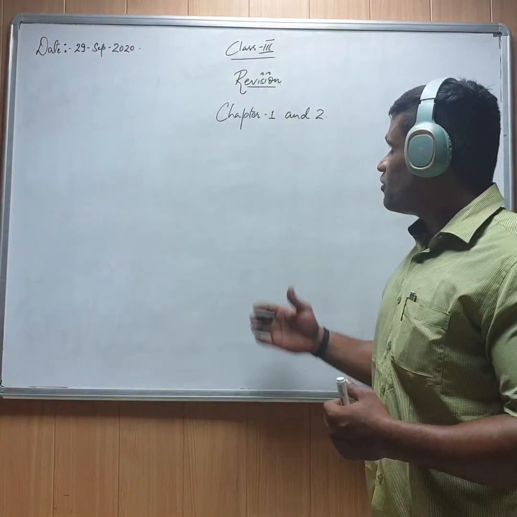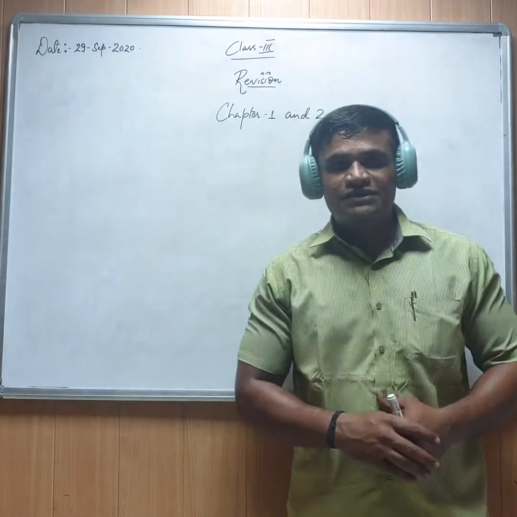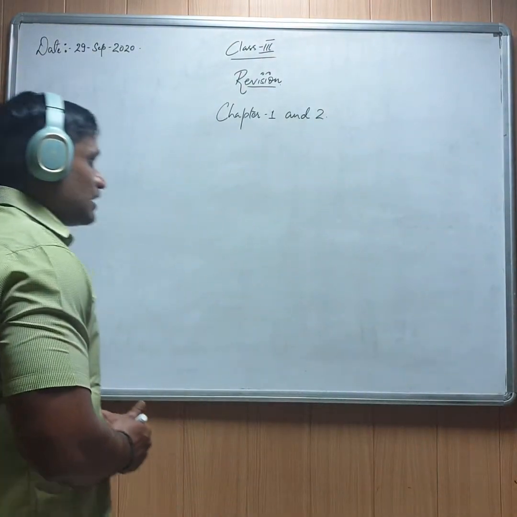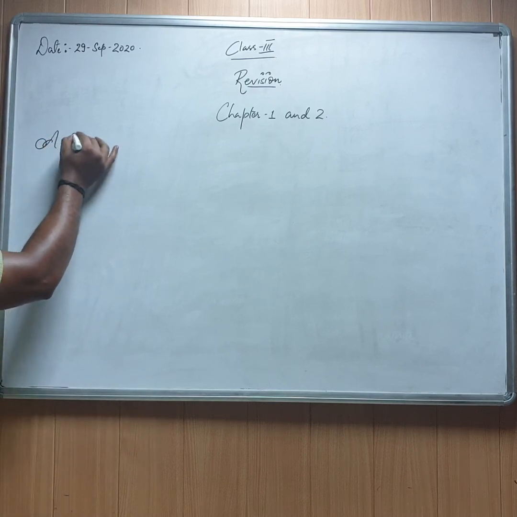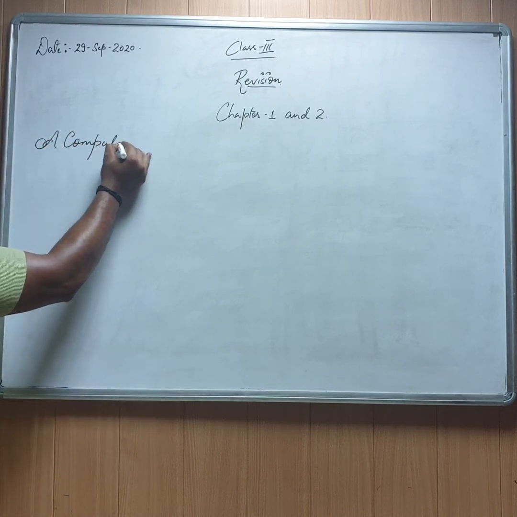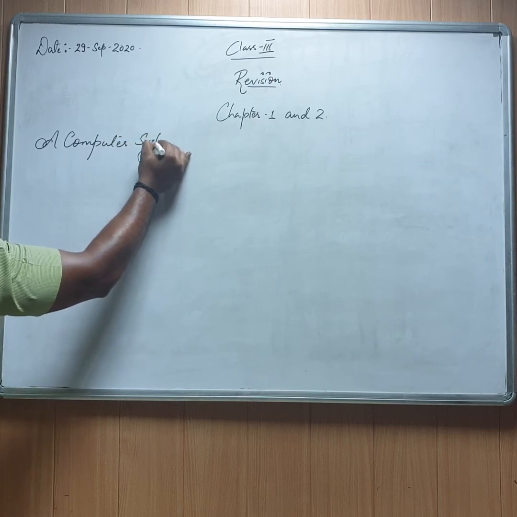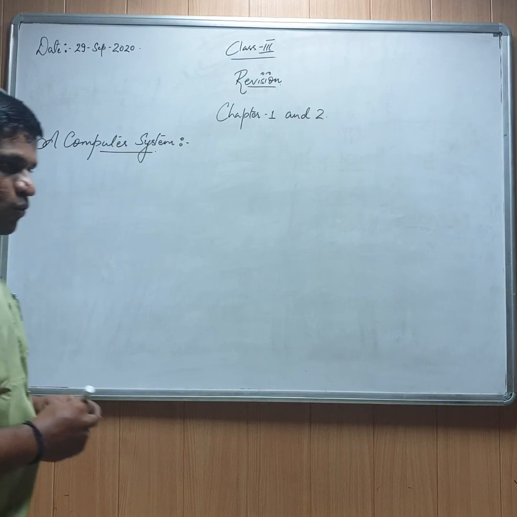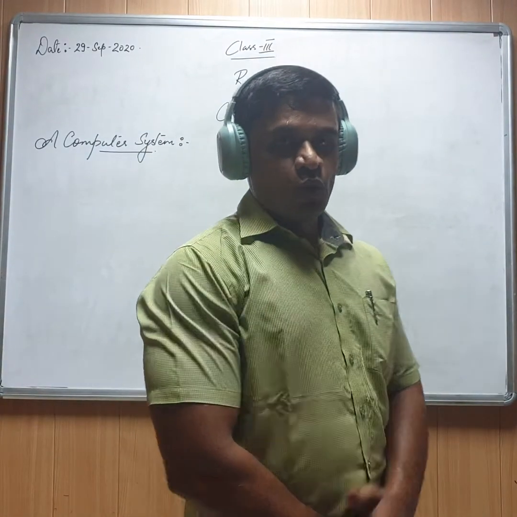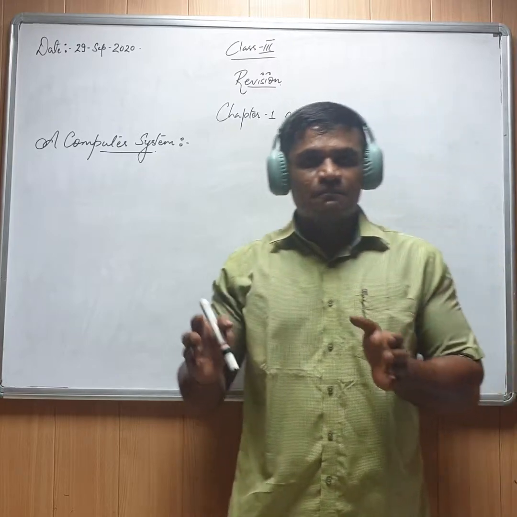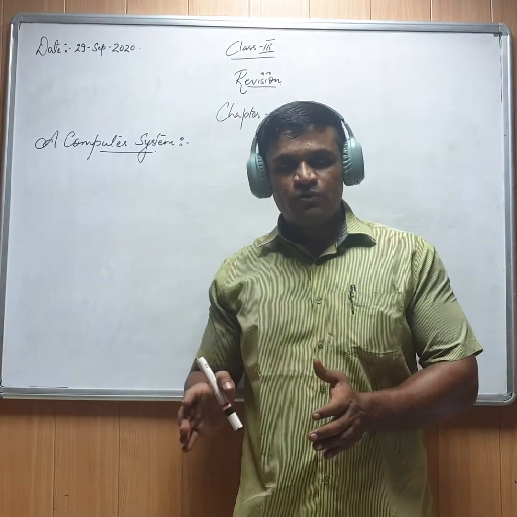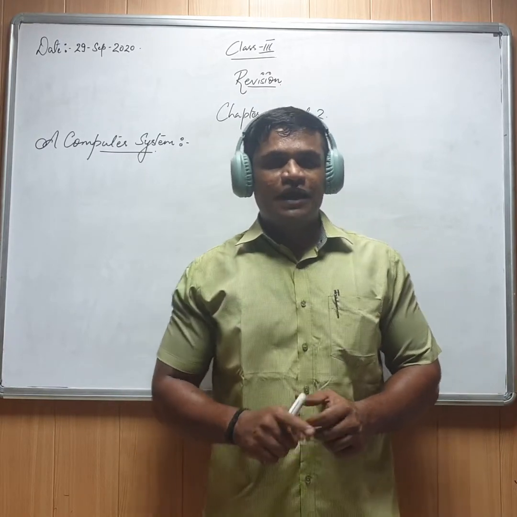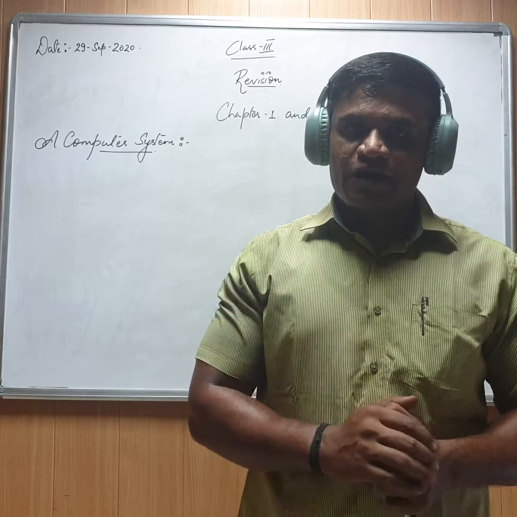So with the revision, we are starting with chapter number 1 and chapter number 2. The name of chapter number 1 is Computer System. Students, what is a computer system? We are talking about the complete system which comprises a desktop, a CPU, a UPS, a keyboard, a mouse, a complete system, and they all are electronic machines.